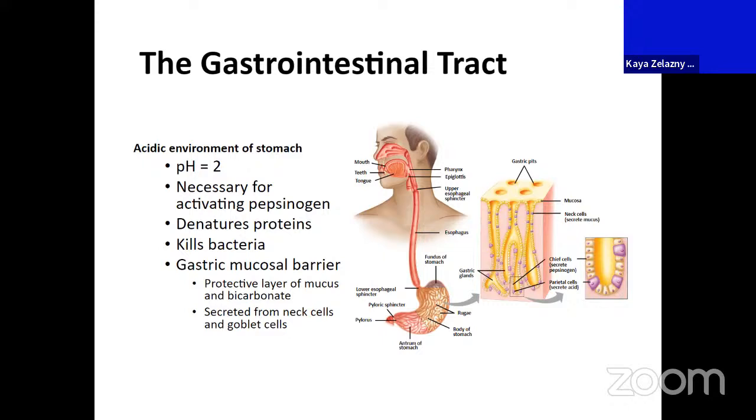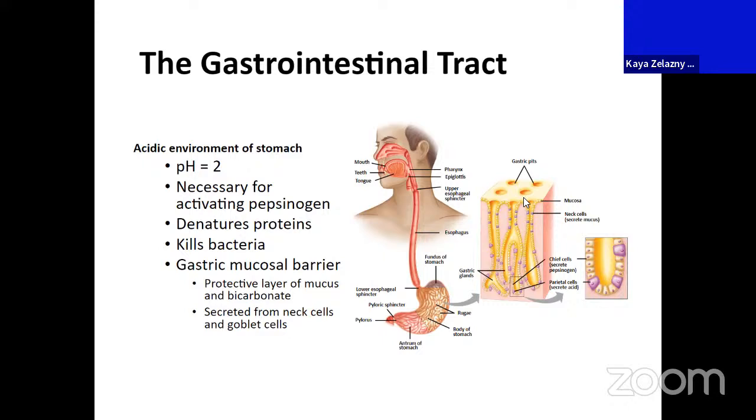This is also part of why it's able to kill bacteria, right? This acidic environment really just changes all sorts of chemical functioning, right? So it kills bacteria as well, or at least a lot of them. And then we have this gastric mucosal barrier protecting us from this acidic environment.